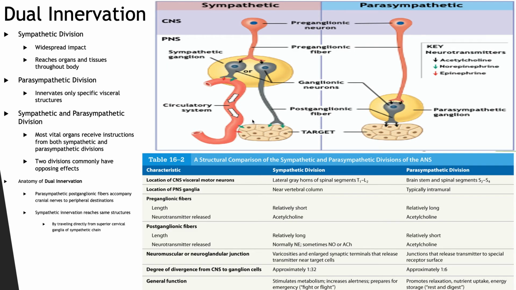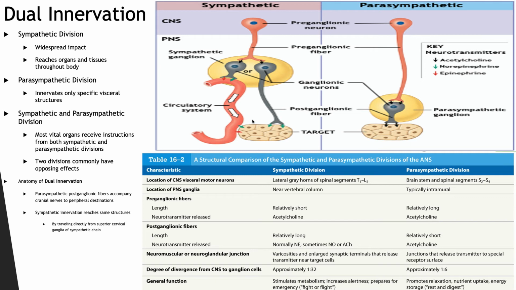This table compares key structural features of the sympathetic and parasympathetic divisions of the ANS. The differences in structure lead to differences in functions. The sympathetic division has widespread impact, reaching organs and tissues throughout the body. The parasympathetic division innervates only visceral structures that are supplied by the cranial nerves or lie within the abdominopelvic cavity.